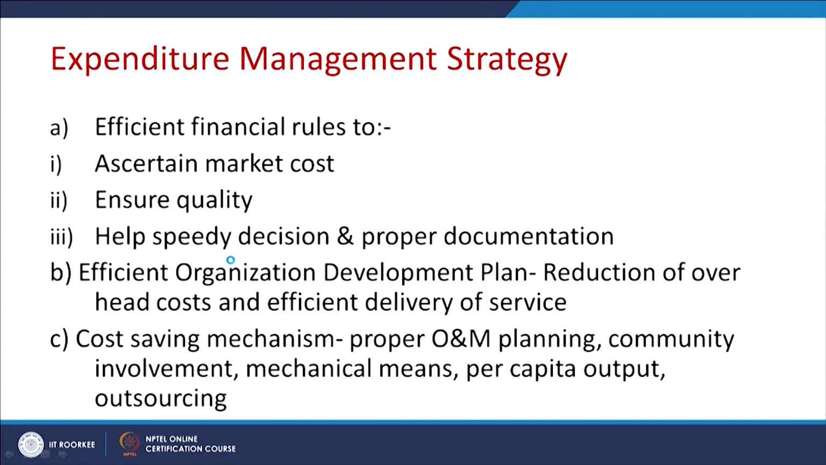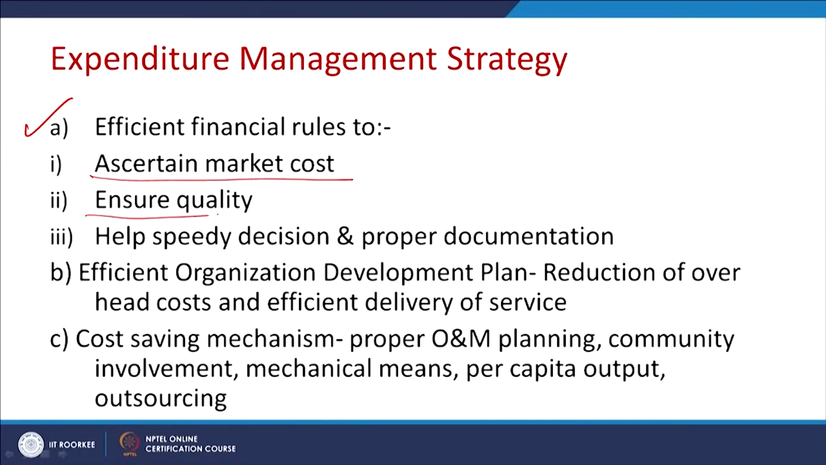So, let us see what the expenditure management strategy could be. Efficient financial rules are required at the local level. Most municipal governments follow the financial rules of the state government. At times these can be insufficient for the municipal body. So, municipal bodies can from time to time make their own rules and regulations. The objective of these rules should be to ascertain the market cost, ensure quality, and help speedy decisions and proper documentation. Apart from efficient financial rules, they can make an efficient organization development plan. We discussed thoroughly in the first section under urban governance how an organization development plan could be done and how it can be improved, and cost saving mechanisms.